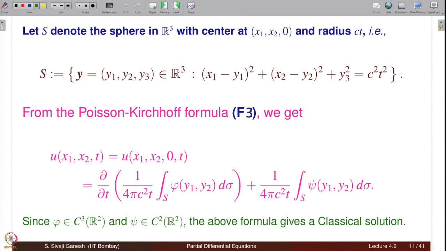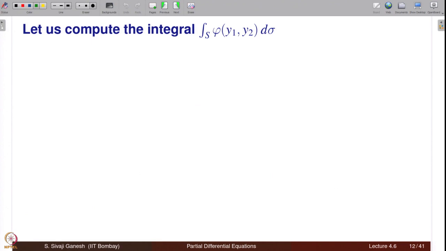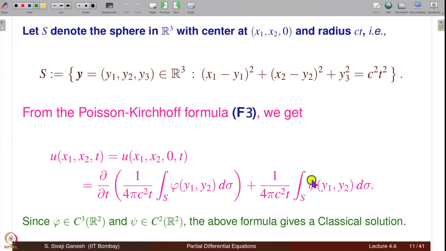Because phi and psi do not depend on x3, trivially phi is a function of C3 on R3 and psi is also C2 on R3. So, let us compute this integral which is appearing here, and this integral is exactly the same, because anyway we have no idea what phi and psi are. So, it is a general phi. Let us simplify this integral, which is posed on this sphere, to something which is on a disk. That is what we are going to do now.